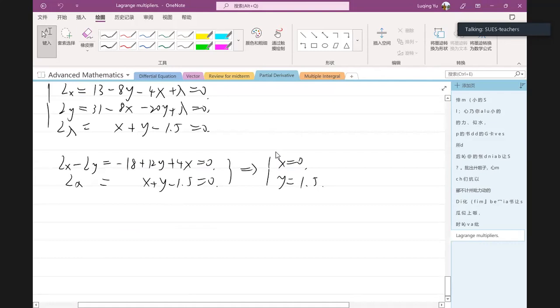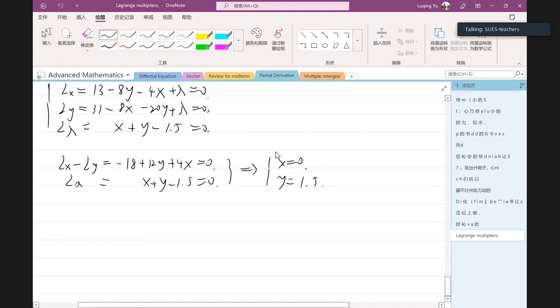So don't be too afraid that the calculation is too difficult. In our finals, usually the solution for all the questions will be an integer.